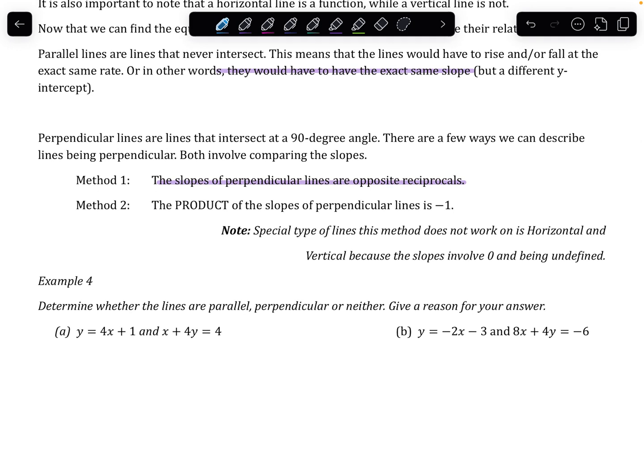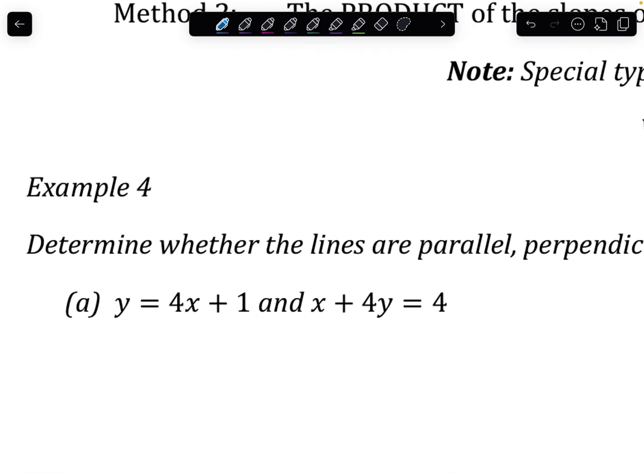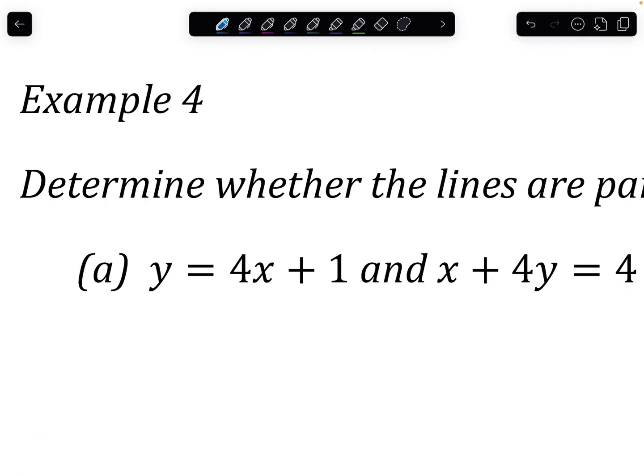All right, example 4. Determine whether the lines are parallel, perpendicular, or neither, and give a reason. So parallel, perpendicular, or neither, that means we need to find the slope of each line and compare them. So for example 1, if I look at the first one, I can clearly see the slope because it's in slope-intercept form. There we go. So M here, I'm just going to put M1, since this is the first line, is 4.